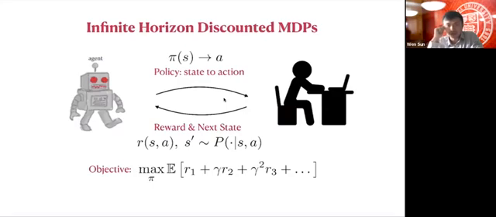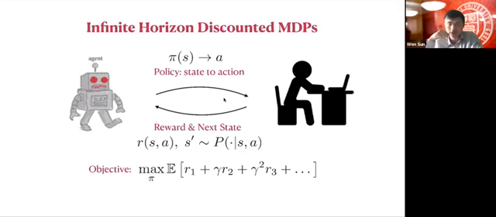To answer this question, we're going to look at this particular formulation of a Markov decision process, called the infinite horizon discounted Markov decision process. Here you always have two components: a learning agent and an environment. The learning agent interacts with the environment by computing an action based on the current state of the environment. The state basically describes the current situation of the environment, and the agent makes a decision based on the current information about the environment.